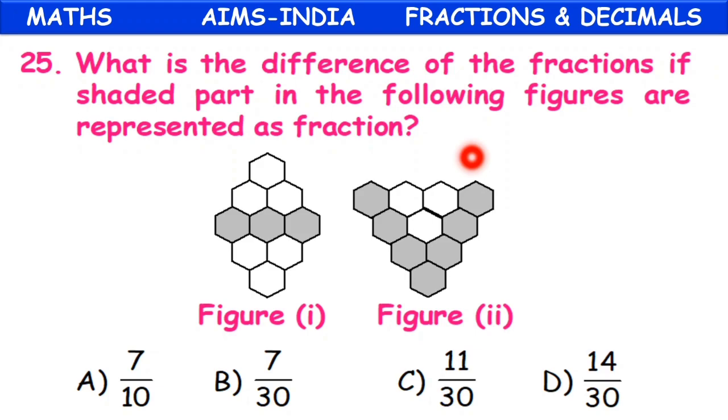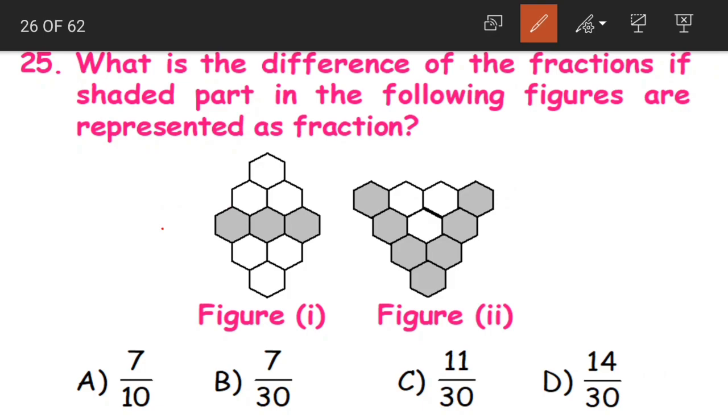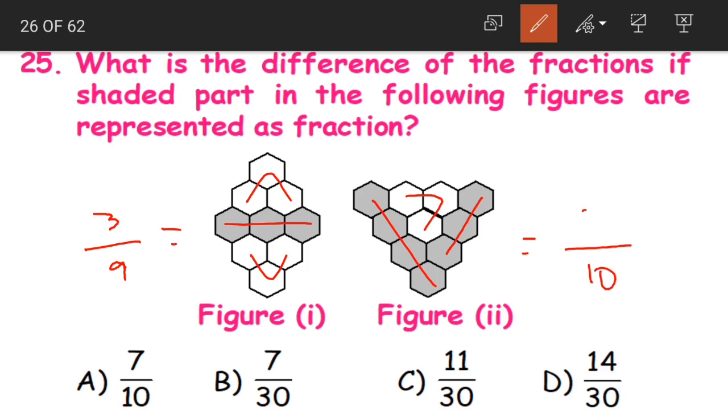Next question number 25, children. What is the difference of the fractions if shaded parts in the following figures are represented as fractions? So first we need to represent the shaded parts as fractions. We are having 3 shaded parts out of 9 in total, 9 parts. Now coming to figure 2, we are having 10 total parts, out of which 7 are shaded. So 3 by 9 and 7 by 10.